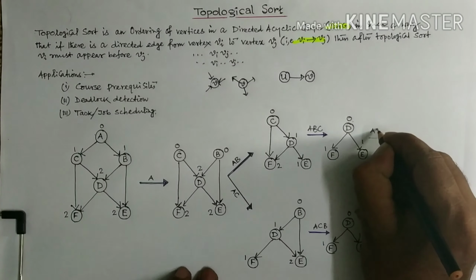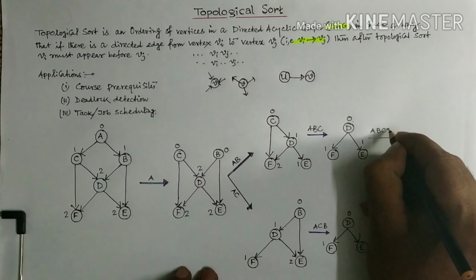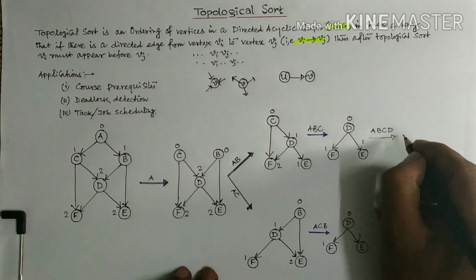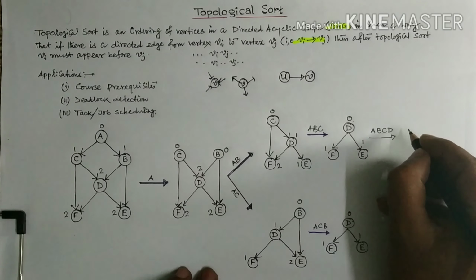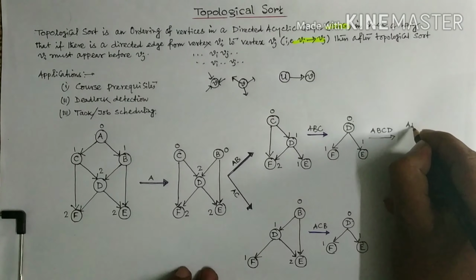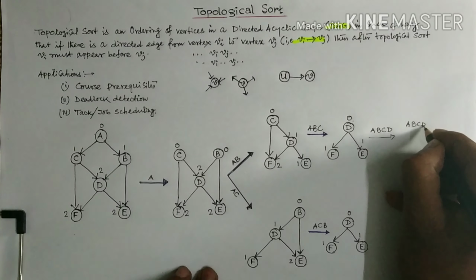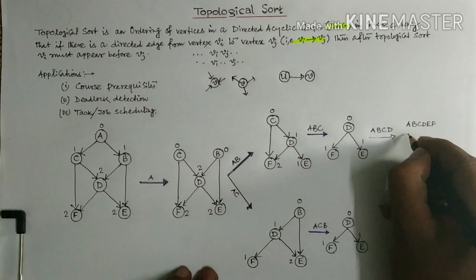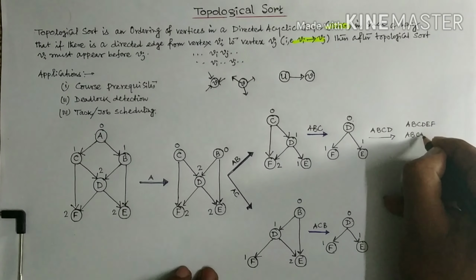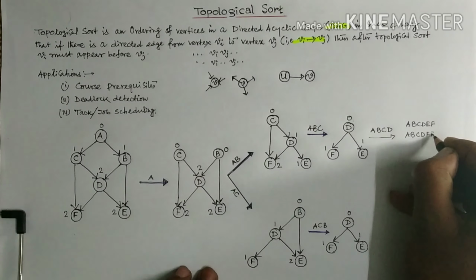So only vertices E and F are left, and you can choose E first or F first. So you will get two solutions from here. A, B, C, D, E, F is one solution and A, B, C, D, F, E is another solution.